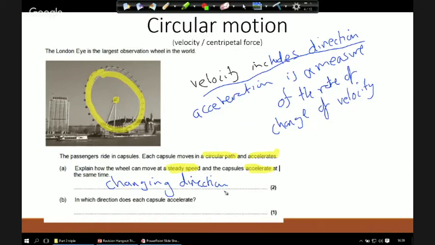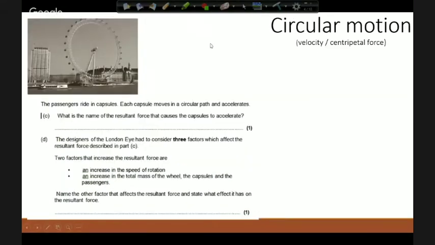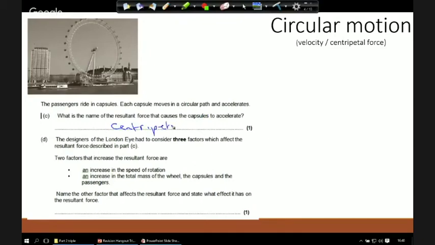Okay, so in which direction does each capsule accelerate? Always towards the center. Okay, one more example. So what is the name of the resultant force that causes the capsules to accelerate? Well, that's going to be the centripetal force. And if they'd asked you what is the cause of the centripetal force, that would be the tension in the strings there.